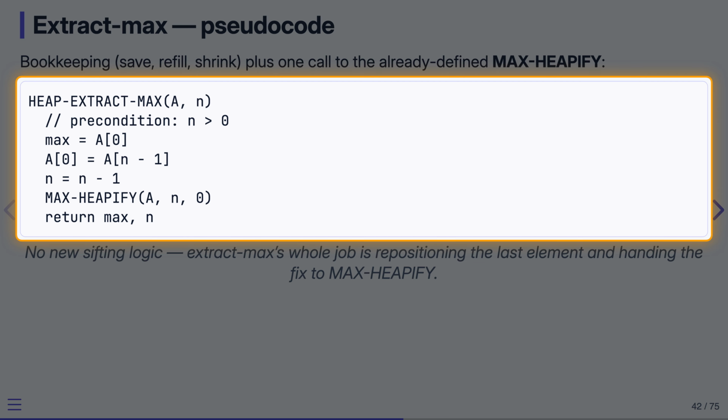The pseudocode for extract max is short. It does 3 small chores, then calls Max-heapify to do the real work. First, save A at index 0 into max. That is the value we will return. Then copy the last element, A at index n-1, into the root. Then shrink n by 1, so the old last slot is gone. Now the root may break heap order, so we call Max-heapify on index 0 to sink it back down. Finally, we return max and the new n.